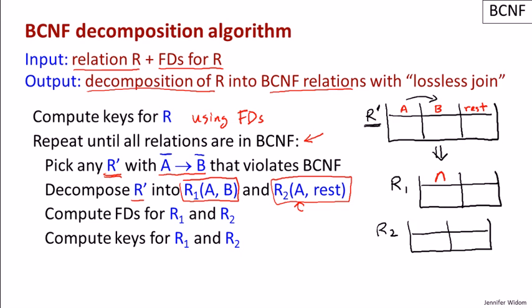So R1 will contain the attributes in the functional dependency. R2 will contain the left-hand side of the functional dependency and the rest. We can see clearly that this is a decomposition that keeps all attributes, and what we'll see soon is that this is also a good one in that logically the join of these two relations is guaranteed to give us back what we had originally. Now the remaining two lines of the algorithm compute after the decomposition the set of functional dependencies for the decomposed relations and then the keys for those. I'm going to come back to this particular line here after doing an example.